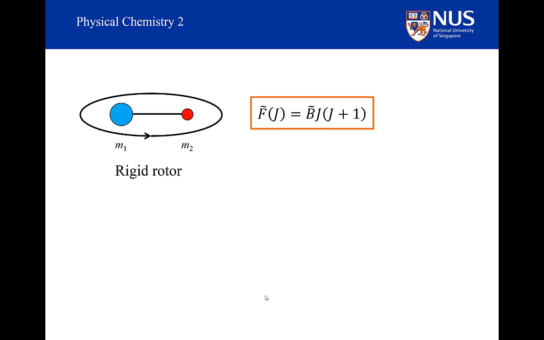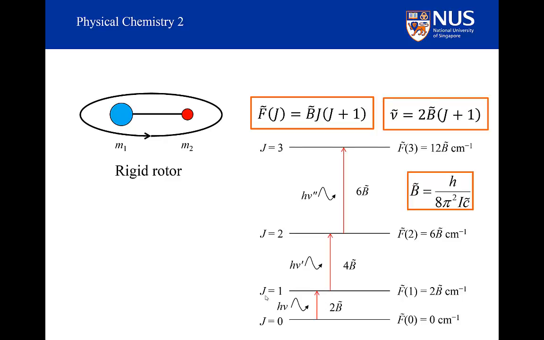When we solve the Schrodinger equation, this is the solution for the energies of the rotational levels. It is equal to the rotational constant B times J into J plus 1. So when J is equal to 0, the energy is equal to 0. If J is equal to 1, it is equal to 2B, and if J is equal to 2, it's equal to 6B. And this symbol F is the rotational energy term. This is the energy expressed in wave numbers. So the rotational constant B here is also in terms of wave numbers.